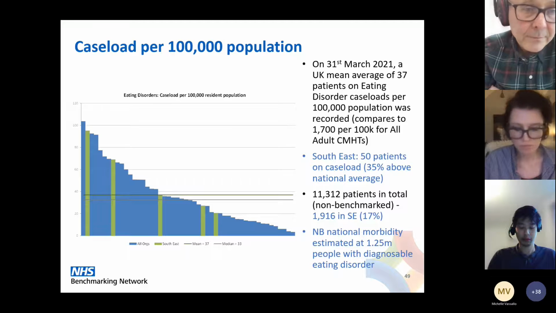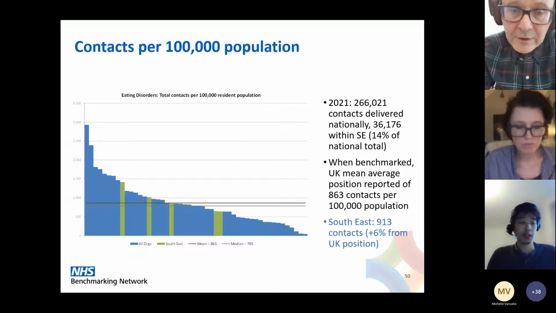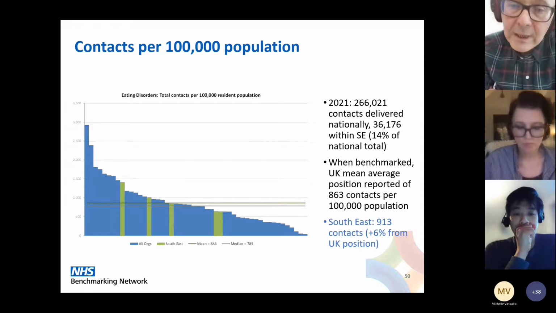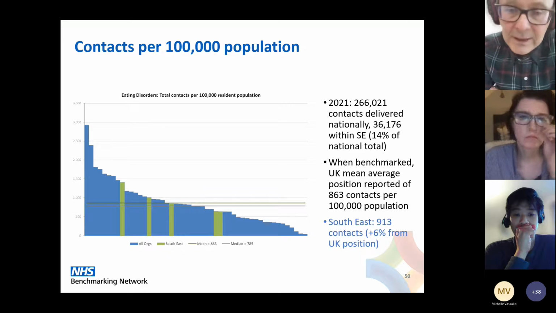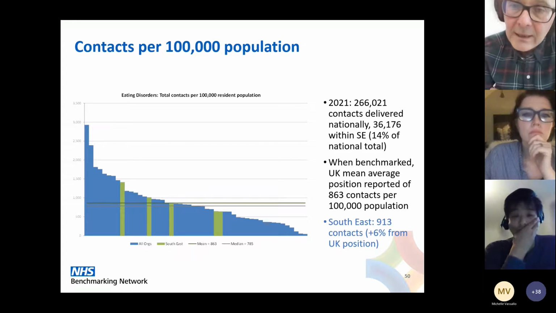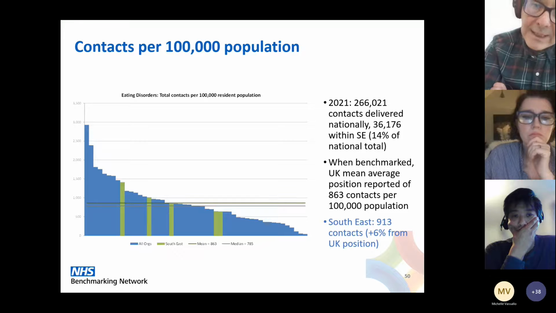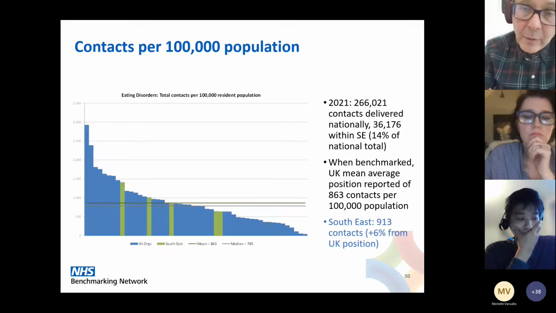So just moving on, Ellie. The contacts delivered nationally, just over 250,000 contacts were delivered across the UK. South East was about 14%, so that compares with, I think it was 17 or 19% caseload. So it's a slightly less intensive intervention in the South East, but the region's very much within those interquartile ranges, though the region's holding slightly higher caseloads than we would expect to see compared to the national average.